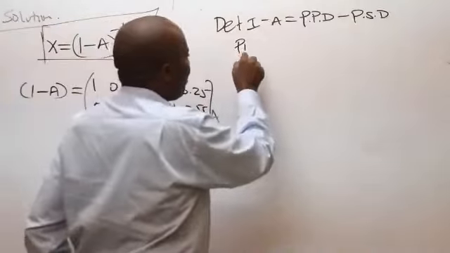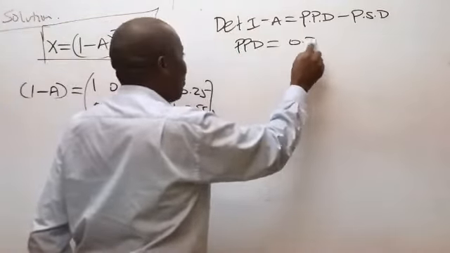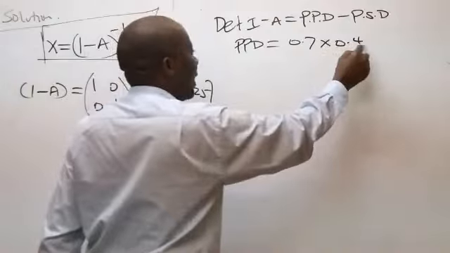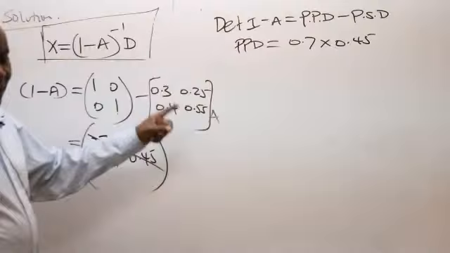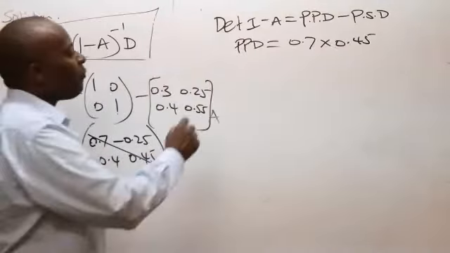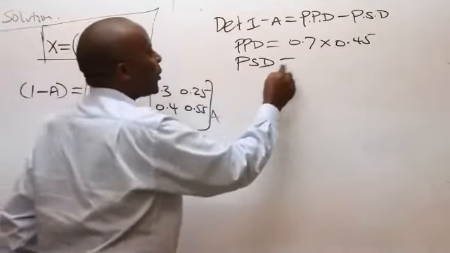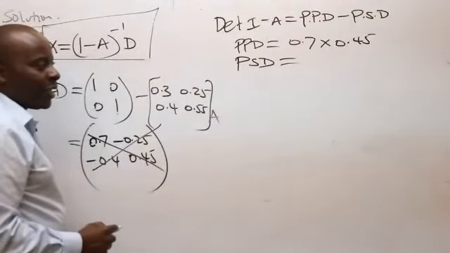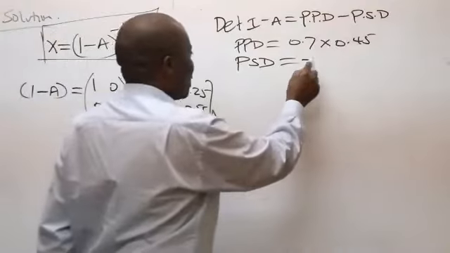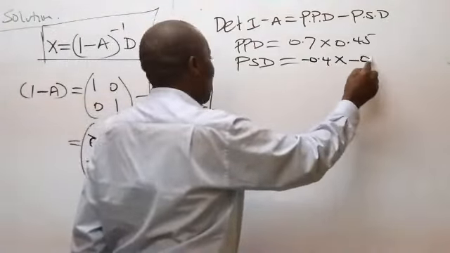So the product of the primary diagonal will be 0.7 times 0.45. Remember, product means that you're multiplying. And then we have the product of the secondary. The other one, which is lagging, will be my secondary. So this will be minus 0.4 times minus 0.25.